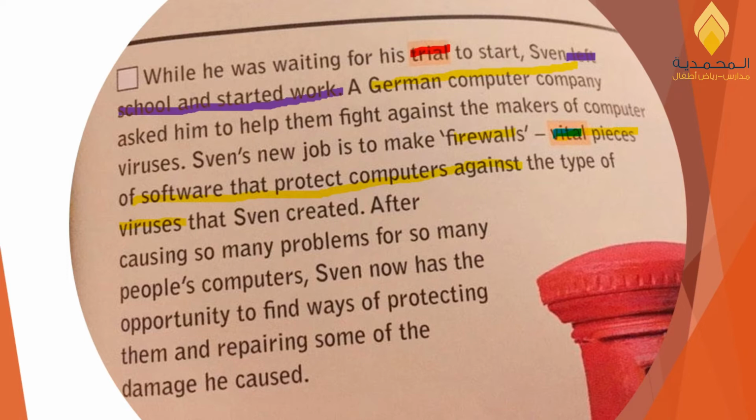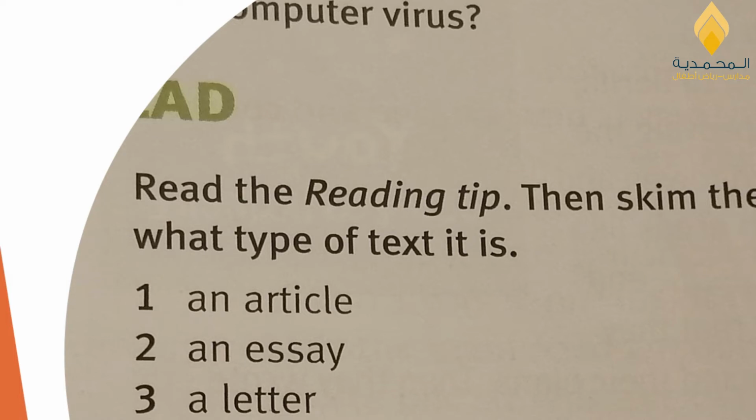As you can see, Sven was a lucky person because he had a second chance. He had a chance to make something good instead of just damaging the world's computers. After reading and analyzing the paragraph, let's quickly read the tip. We skim a text quickly to decide what type of text it is.